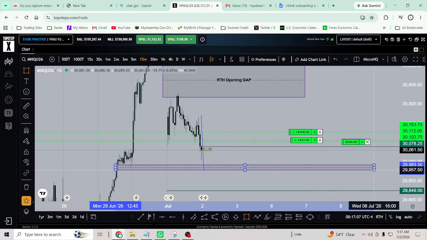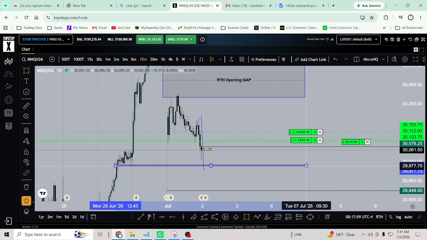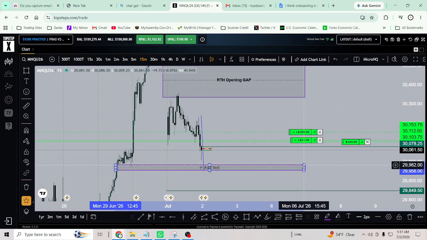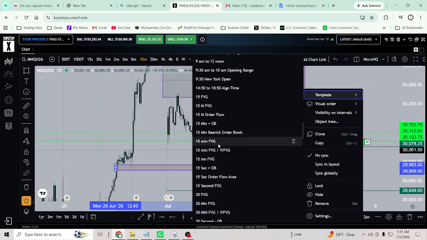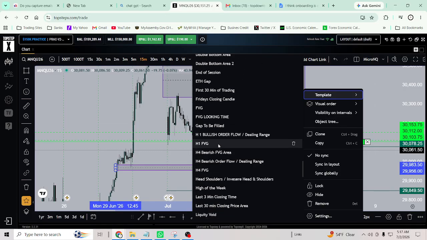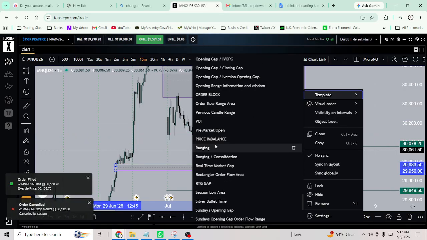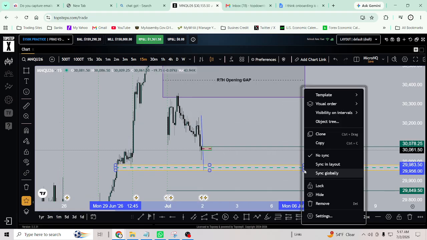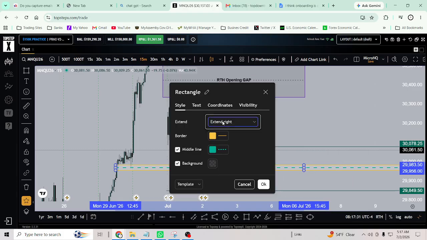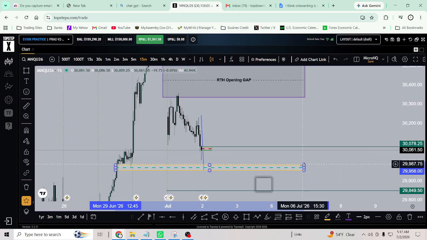There is some liquidity here. And I'm not going to call it, I'm going to call this a point of interest, okay? So it may get there today, it may not. It's good to know where those areas are and have them identified before.